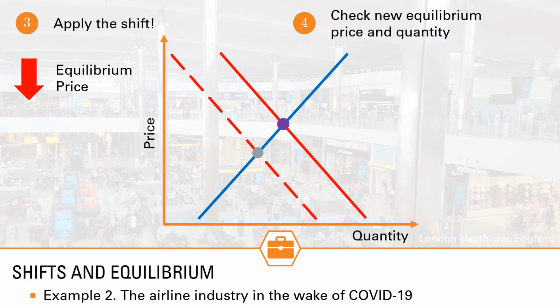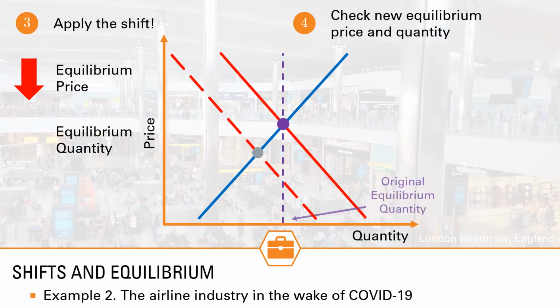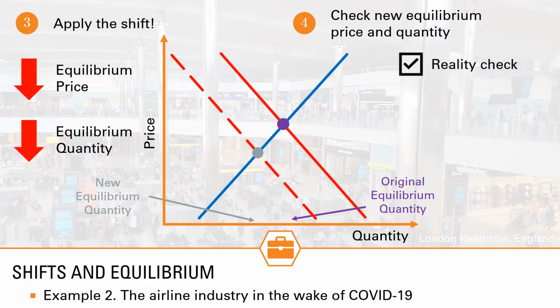How about the equilibrium quantity? So this time let's draw vertical lines that pass through the original equilibrium. And let's draw a vertical line that passes through the new equilibrium over there. So notice what happens here. Again, the purple's the original, the gray is the new one. Notice that there's a move towards the left. There's less flights, right? So we see equilibrium price and equilibrium quantity both decreased.